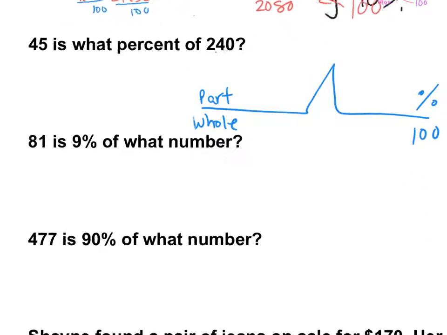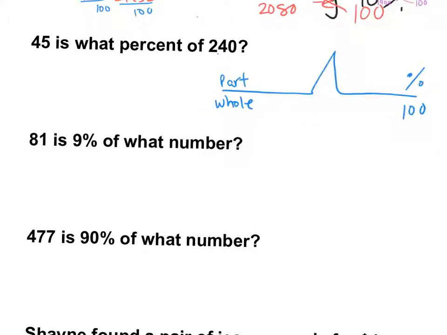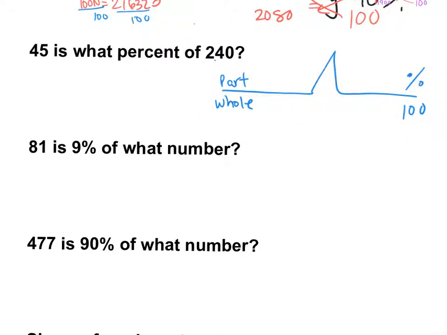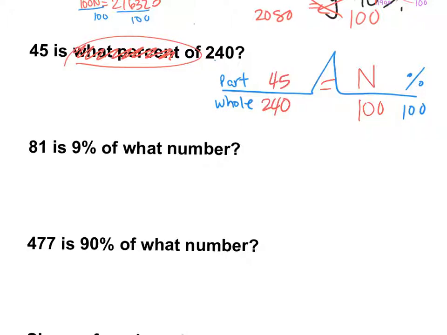For this one, it's asking us for what? What is it asking me for? The top one. 45. What percent? Yes. So it's saying what percent. Now that I set up the percent part, you can even scratch that out so you don't get confused. What's the other part going to be? Yes, 45 of 240. That means that 240 is the whole and 45 is the part.